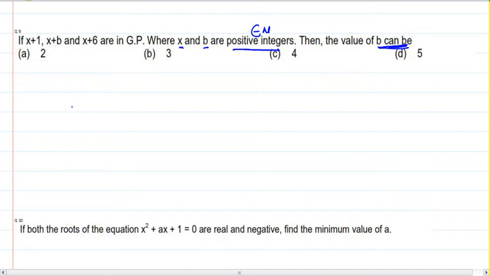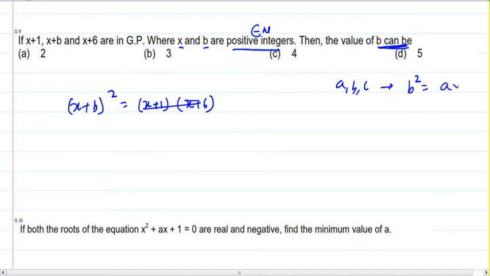What are we saying here? (x plus b) square is equal to (x plus 1) into (x plus 6). In a GP, we say if the terms are a, b, and c and they are in GP, b square is equal to a into c. Square of middle term is equal to product of adjacent terms. Let me expand this for you. X square plus 2bx plus b square is equal to x square plus 7x plus 6. So x square does not matter.